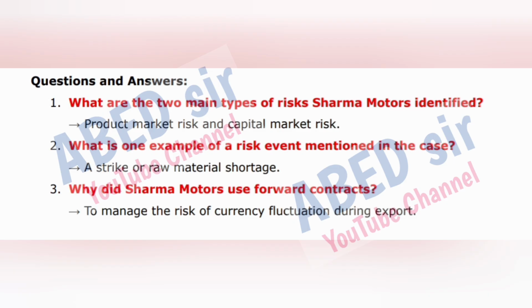1. What are the two main types of risks Sharma Motors identified? Product market risk and capital market risk. 2. What is one example of a risk event mentioned in the case? A strike or raw material shortage. 3. Why did Sharma Motors use forward contracts? To manage the risk of currency fluctuation during export.